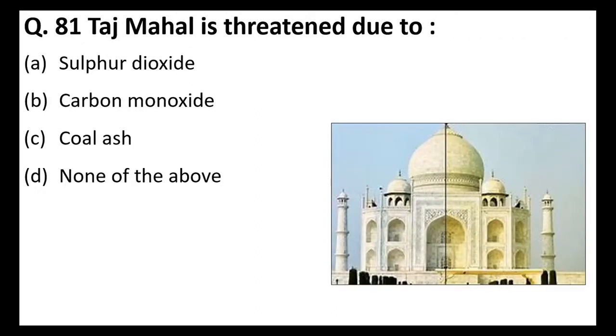Taj Mahal is threatened due to, the Taj Mahal is turning yellowish. Why is the reason? The options are sulfur dioxide, carbon monoxide, coal ash, or none of the above. The right answer is option A, sulfur dioxide. Because you might have heard of the term acid rain. When sulfur dioxide combines with water and pours down, it forms acid rain, makes the monument yellowish.